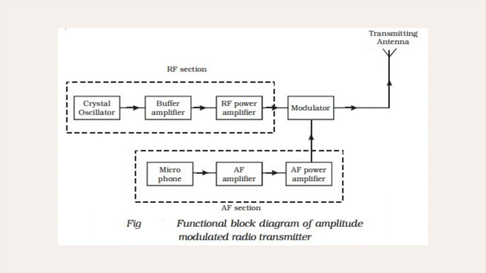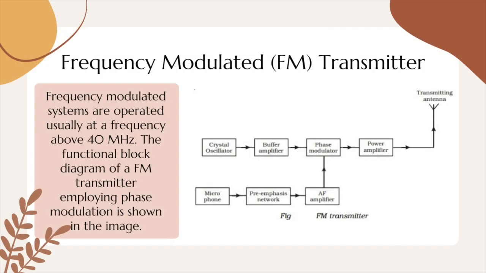So this is how the whole function happens, and I hope you all are able to recollect who invented or began the AM radio. So can you try to refresh his name? Yes, it was Lee De Forest. Now let us move on to the next type of transmitter, which is the frequency modulated or the FM radio transmitter. These frequency modulated systems are usually operated at a frequency above 40 megahertz.